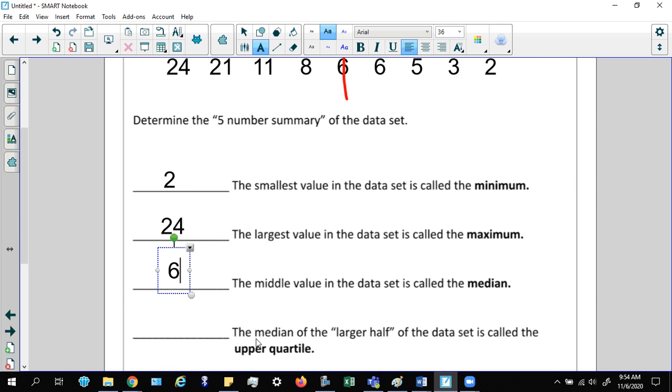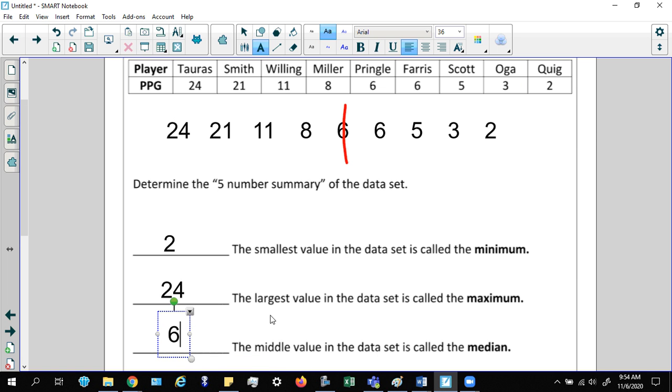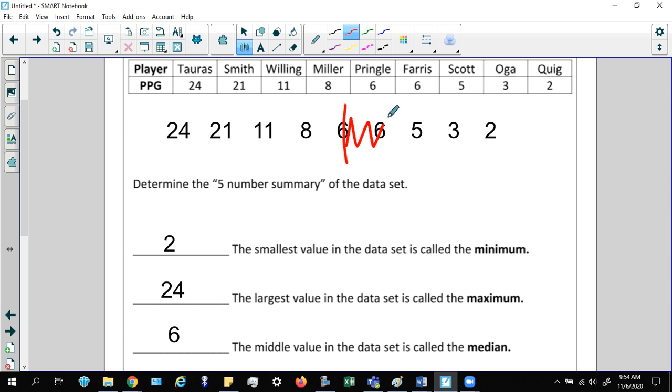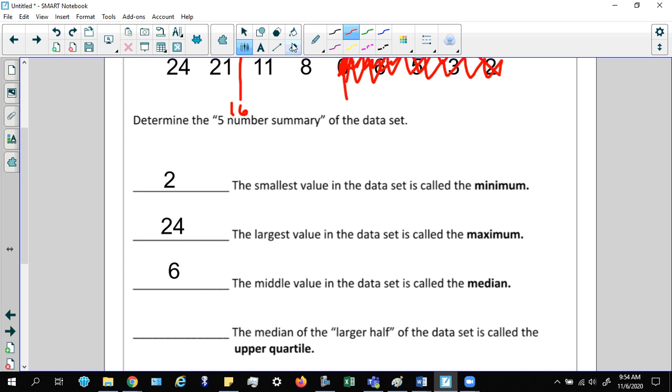The median of the larger half is called the upper quartile. Here's the way I look at it: once you've found the median, we're not going to pay attention to anything to the right of the median, so all this is gone. I need to find the middle number for these 4 right here, splitting it right in half. If you ever have a situation where it's between 2 data points, you would average them. So the upper quartile would be 16.